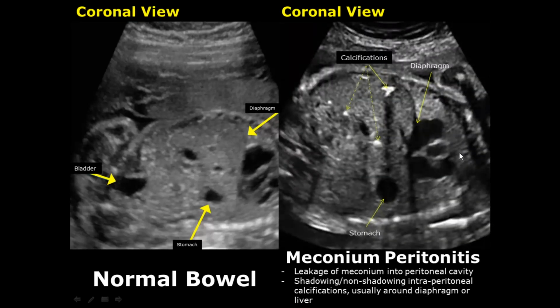Meconium peritonitis is a serious condition in which there is leakage of meconium into the peritoneal cavity. This causes shadowing calcifications as well as non-shadowing calcifications in the peritoneal cavity. Now these calcifications are usually found around the liver or around the diaphragm.